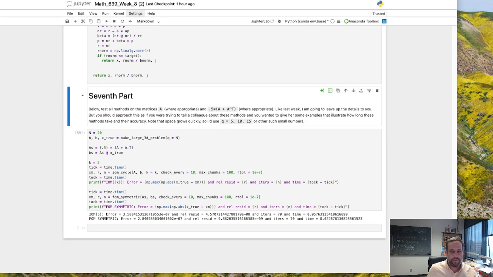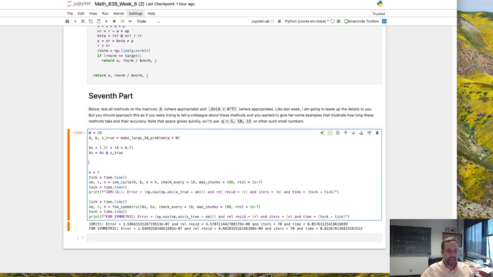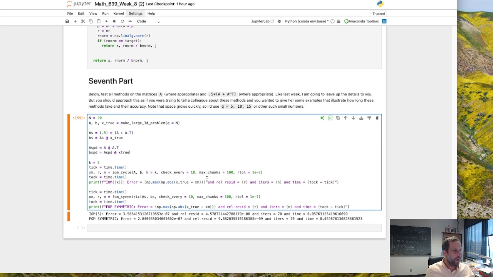Now remember, to use conjugate gradient, it's not enough that the matrix is symmetric. It needs to be symmetric, positive definite. So to make a symmetric, positive definite matrix, I'm going to say A_SPD is equal to A times A transpose. This gives us a symmetric, positive definite matrix, and then b_SPD is going to be equal to A_SPD times x true, right here.